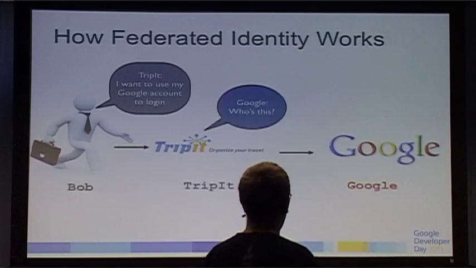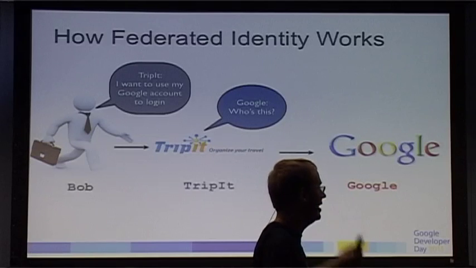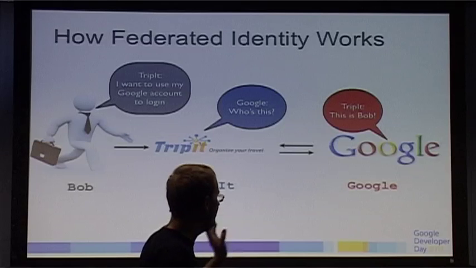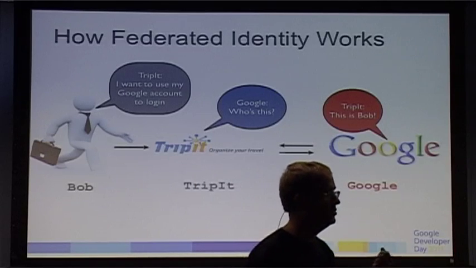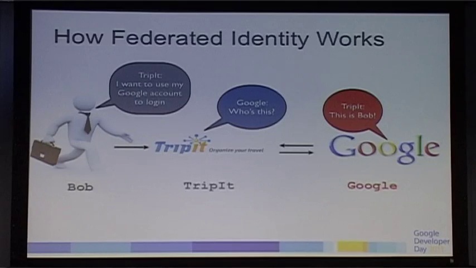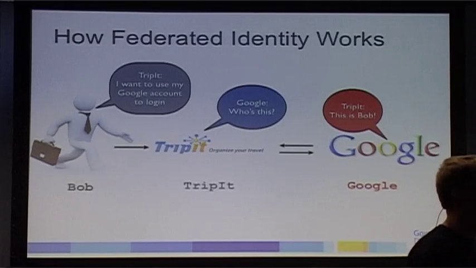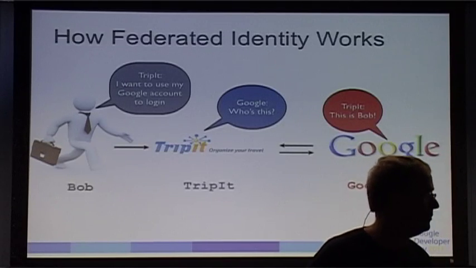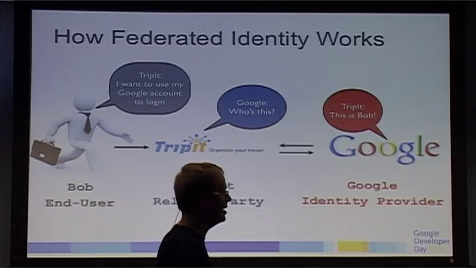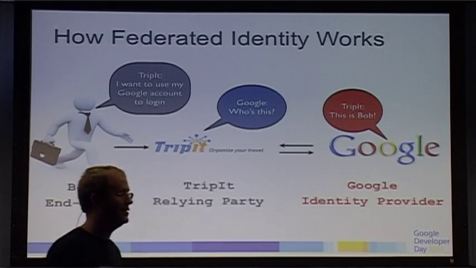So TripIt goes off and says, hey, Google, who is this guy? And Google says, of course, TripIt, this is Bob. Basically, TripIt trusts Google to assert the identity of a user. TripIt doesn't have a password for Bob. All TripIt knows is to go to Google anytime it needs to authenticate Bob. So in this case, Bob is the end user, TripIt is a relying party, and Google is the identity provider.